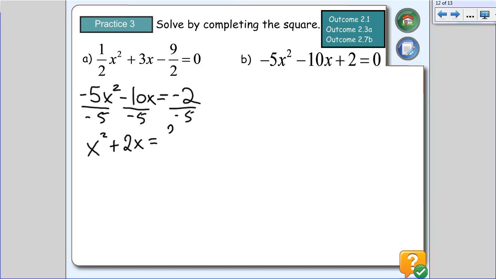Your checklist before you complete the square is always: are the x's by themselves on the left-hand side? Yes. Is the a value 1? Yes. That's our two things we need to be able to do. And we've done them. So now you can complete the square.